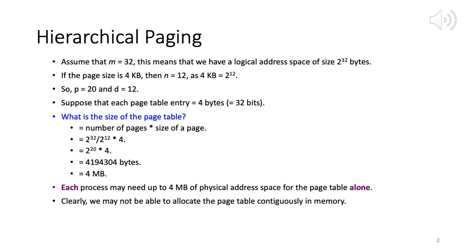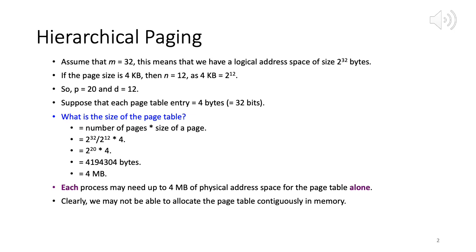When I convert gigabytes to bytes, that is 10 raised to 9, so it's roughly 4 gigabytes. So a 32-bit address can effectively access 4 GB. Generally RAM can be 4 gigabytes, so a 32-bit address is sufficient. That is the size of the logical address space, 2 raised to 32 bytes or 4 GB.